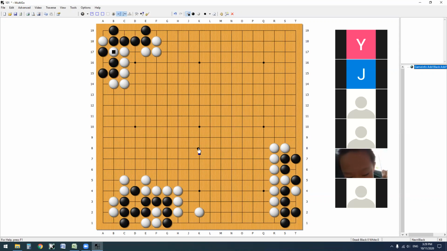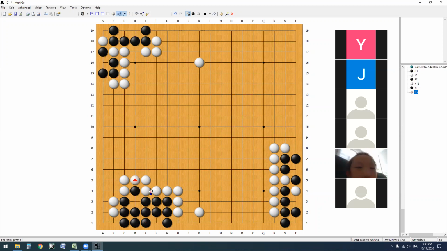Not exactly. If you go to D1, white will go here. Do you have two eyes? Only one. Yeah, you can kill it, but you only have one eye. This eye is a false eye. These two shoulders have been taken by white, so it's a false eye, it's not a real eye.